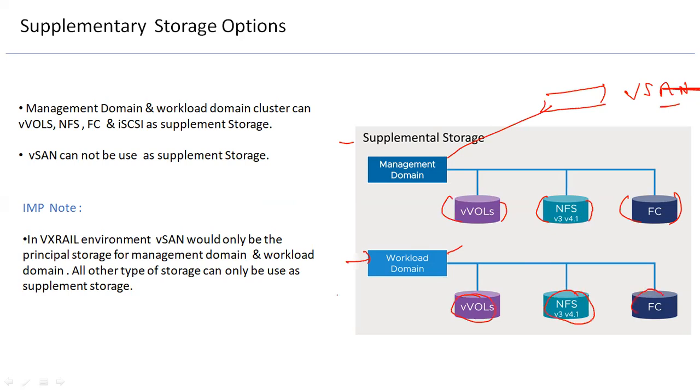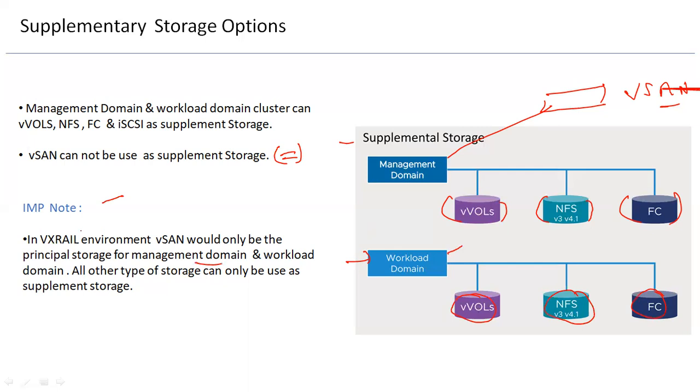So keep in mind vSAN cannot be used as supplemental storage. You have to use it as principal storage, or you cannot use it at all. In the management domain, as I said, the principal storage can only be vSAN. An important note here is that in a VxRail environment, vSAN is the only principal storage, whether that is a management cluster or a workload domain cluster.